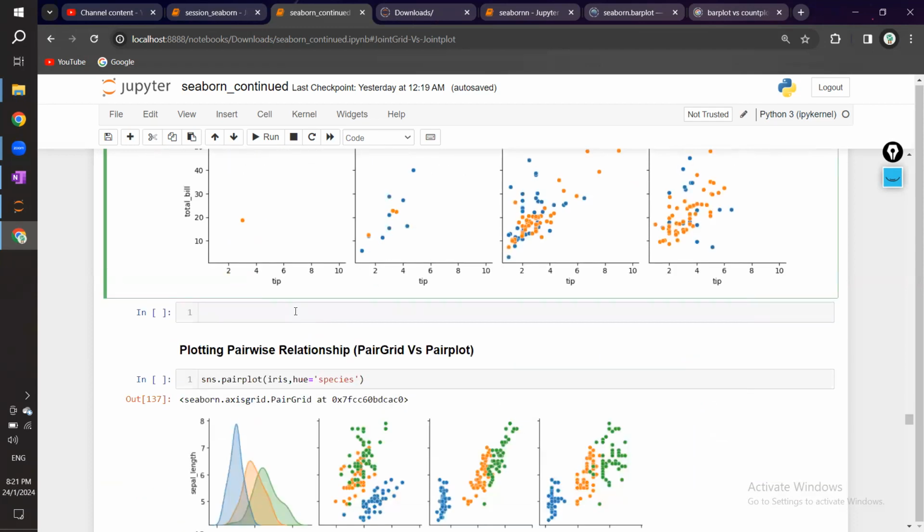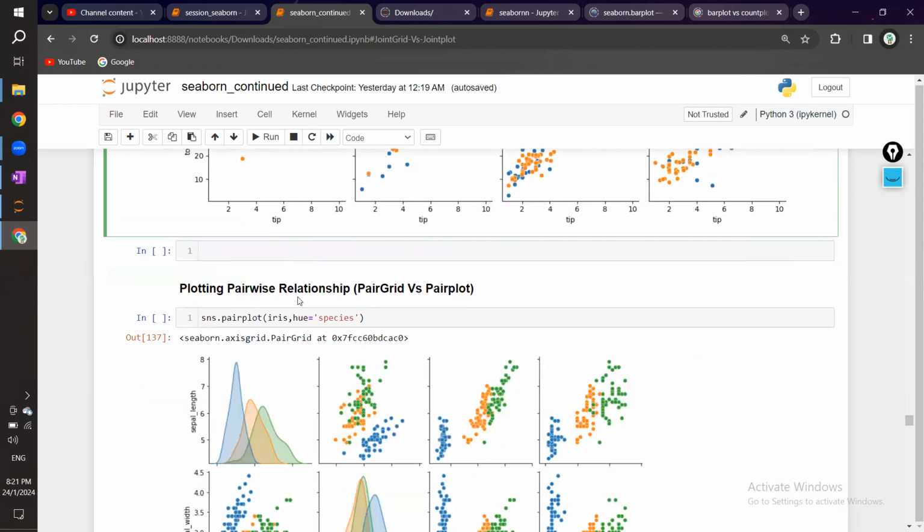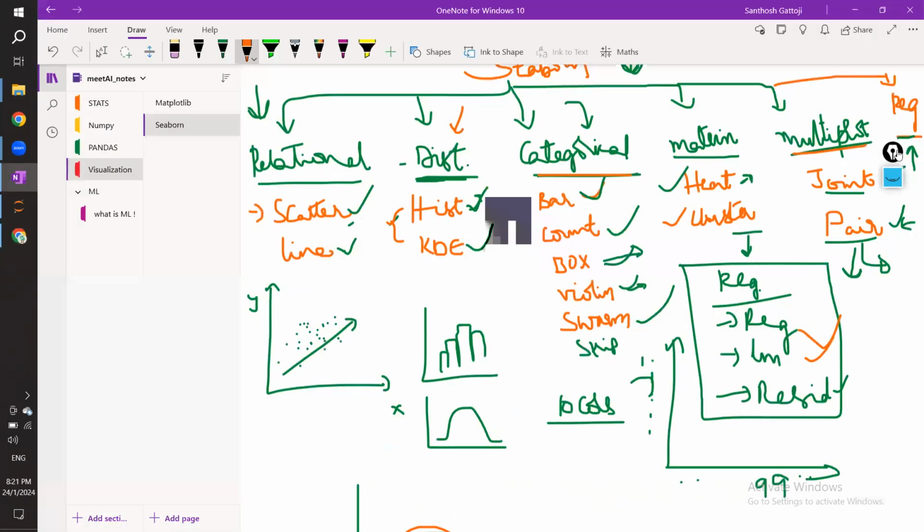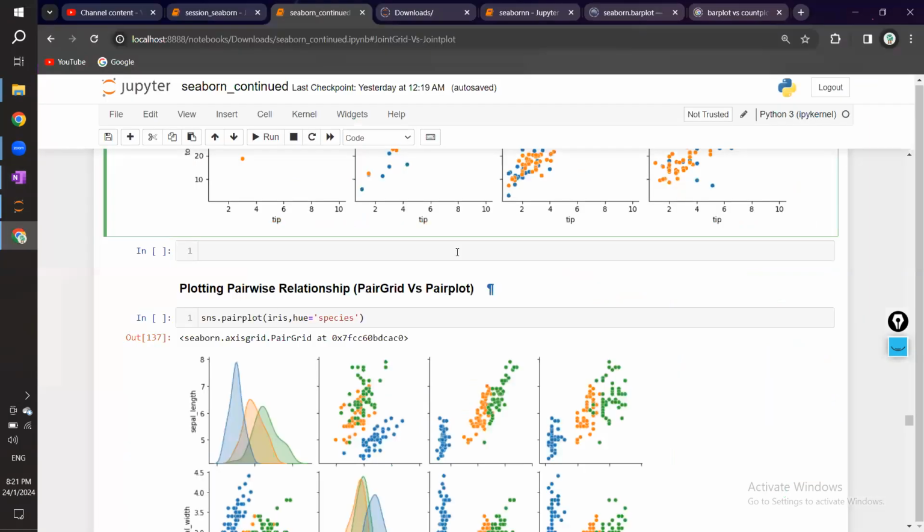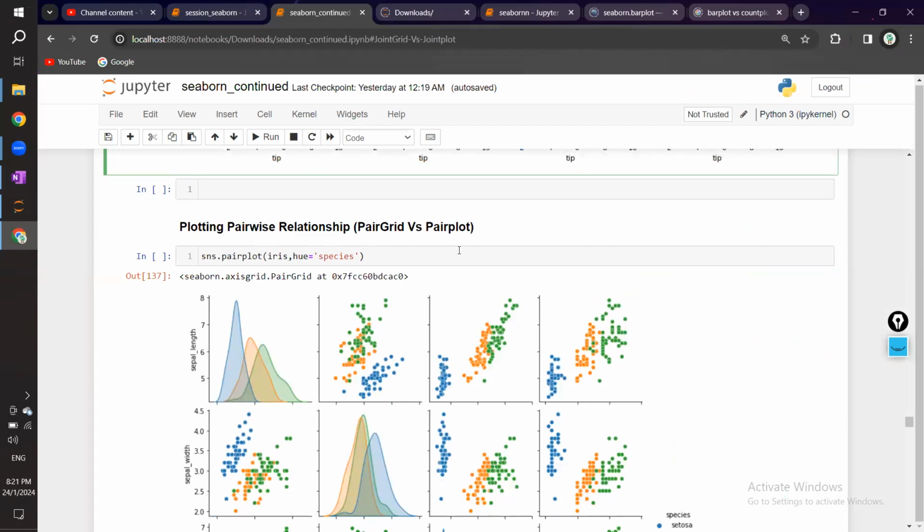Now in this session we are going to study the multi-plot, joint plot, and the pair plot. As I already mentioned, pair plot is very important. So first of all, let's try to understand pair plot, and then we will see what is pair grid and the difference between pair plot and pair grid.